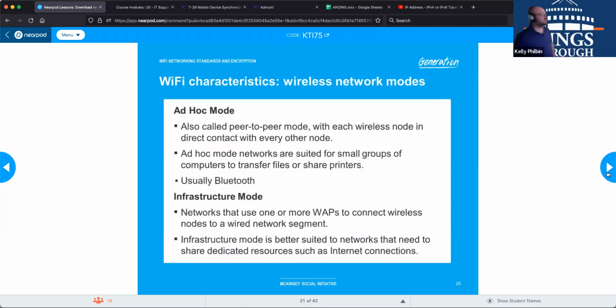All right, infrastructure mode. These are networks utilizing more than one WAP, or wireless access point, to connect wireless nodes to a wired network segment.